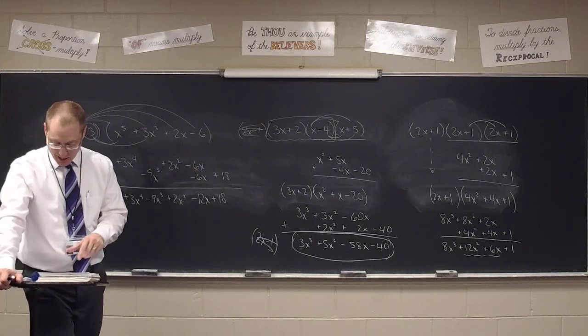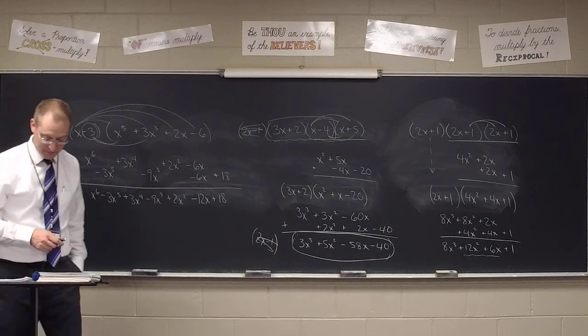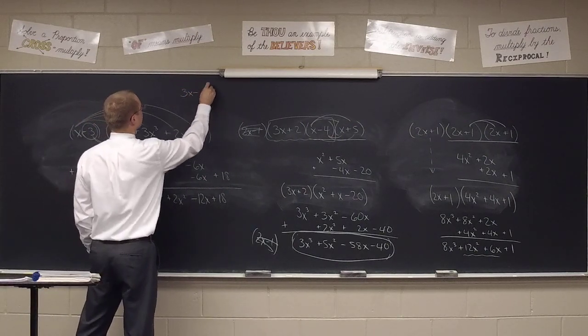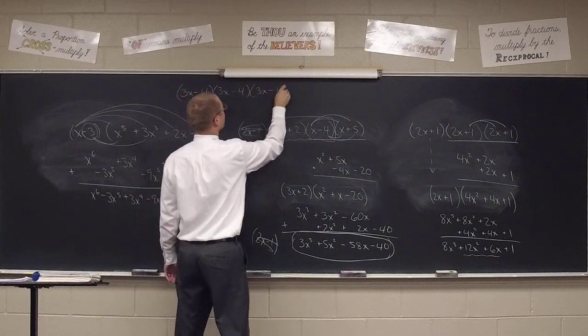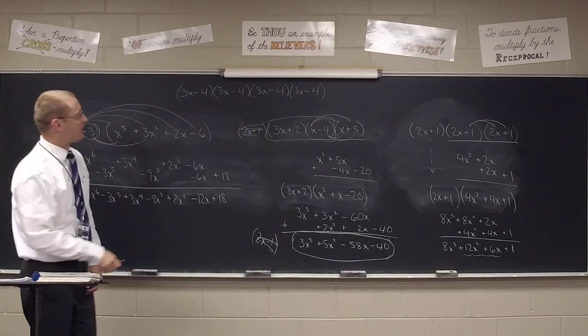So number 18, what would we have to do if I'd assigned number 18 for homework, class? Number 18, you'd have (3x - 4) times (3x - 4) times (3x - 4) times (3x - 4). Wait, it's 4? Oh. Yeah, doesn't that look fun?